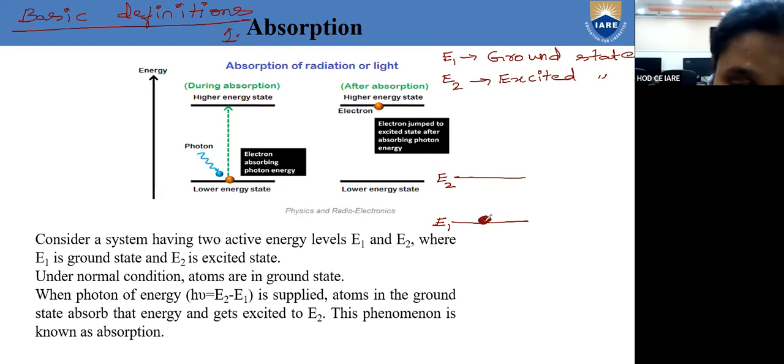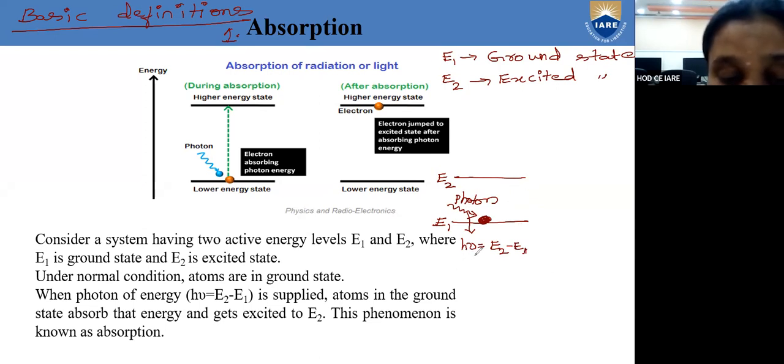Now, what I am doing to this electron or atom, I'll supply energy. What type of energy am I supplying? I'm supplying a photon. I'm making a photon fall on this electron or atom. And what is the energy of this photon? Energy of this photon is given as h nu, and the energy of the photon should be equal to the difference of energy between E1 and E2. So if I take a photon whose energy is h nu equal to E2 minus E1, and I make this photon fall on this electron, then what happens to this electron or atom?